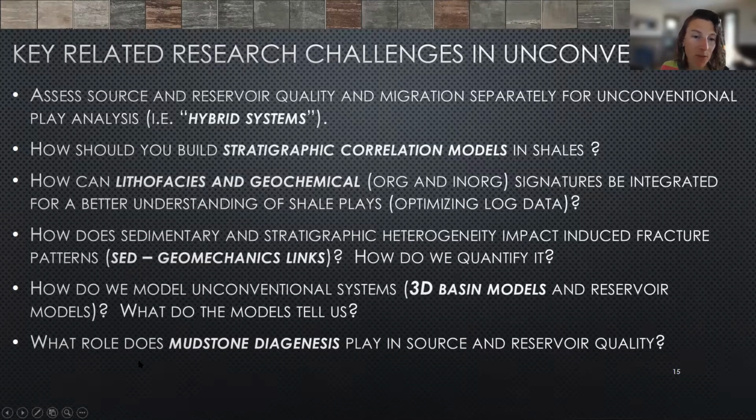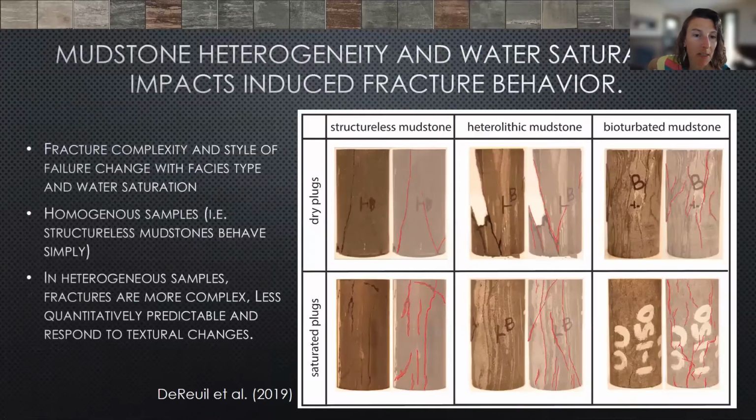And finally, I have a student who recently finished a study on the mudstone diagenesis of the Agrio and how it may impact source and also reservoir quality. This is just a short example of some work that my student Aubrey Durrell did in collaboration with John McLennan. We looked specifically at different expressions of facies in the mudstones of the Mancos Shale and examined how water saturation and also the heterogeneity within the sample impacted fracture propagation.